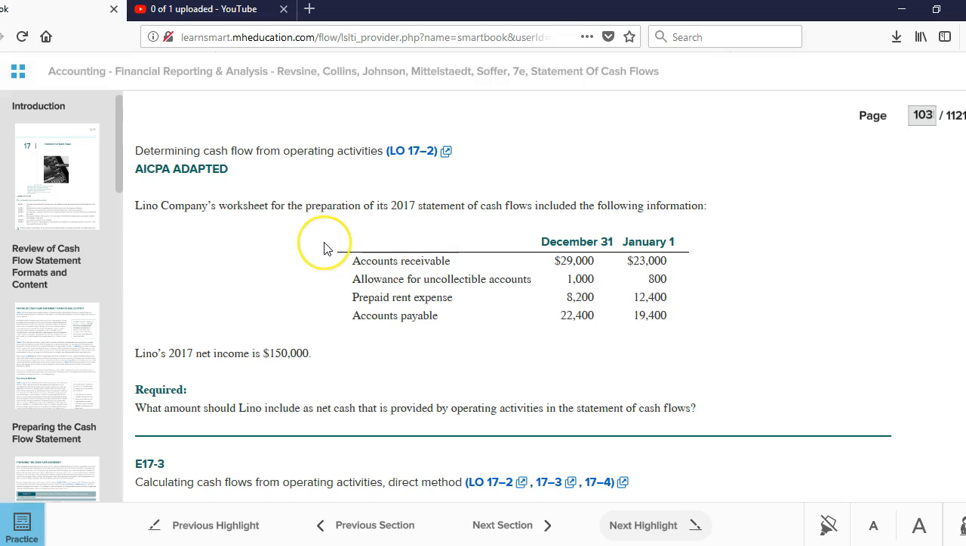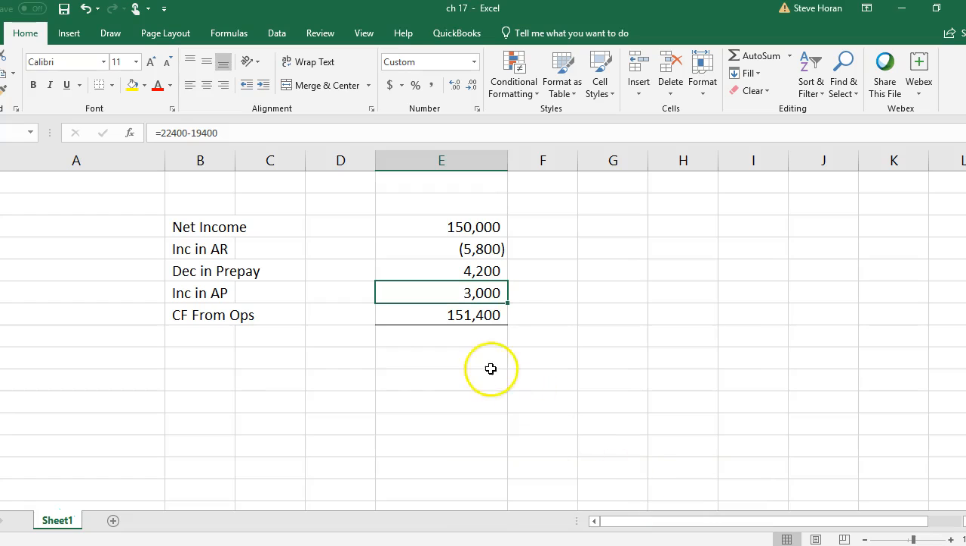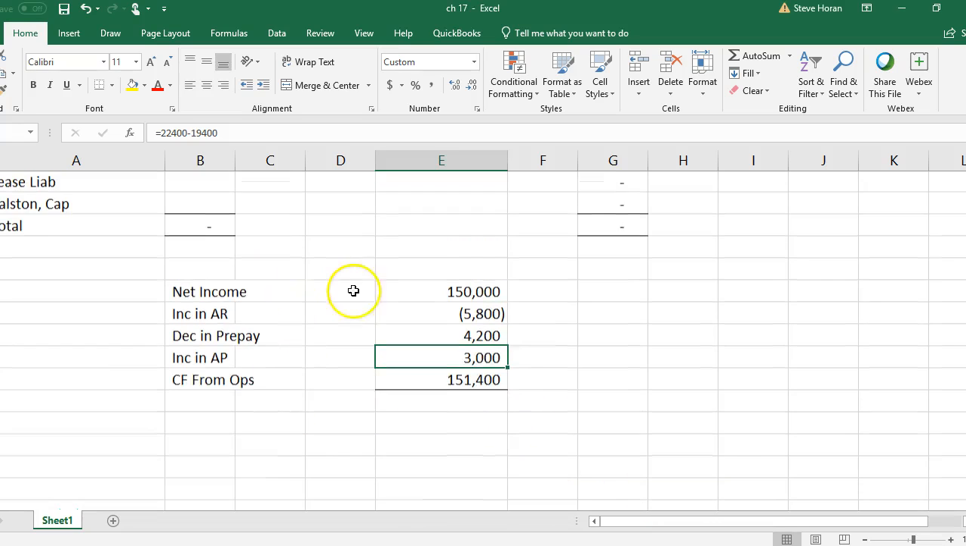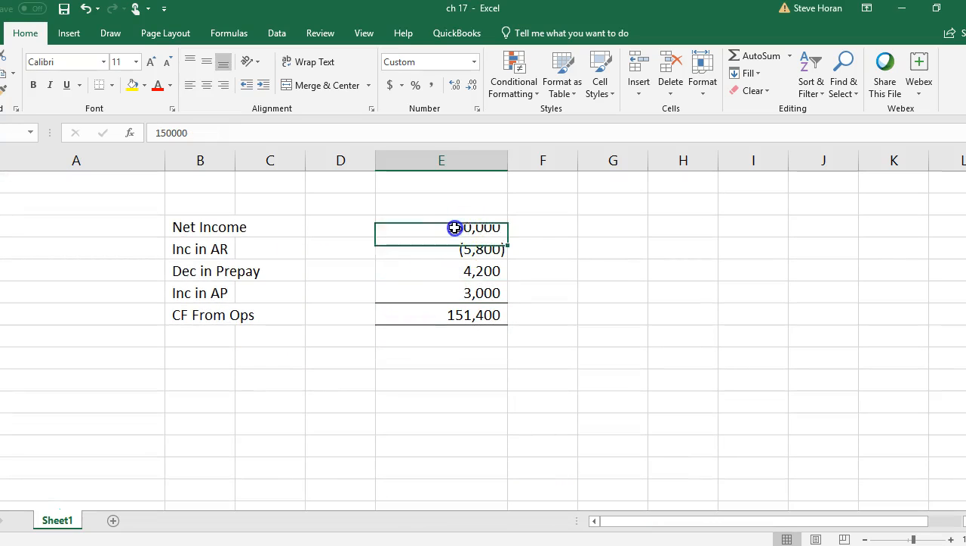And the way you do this is you take your net income, which is 150, and you make adjustments to this for how these items change during the year, from the beginning of the year to the end of the year. So these are the adjusting items. This is net income. So what I've already done is put this together for us. This starts out with net income of 150.